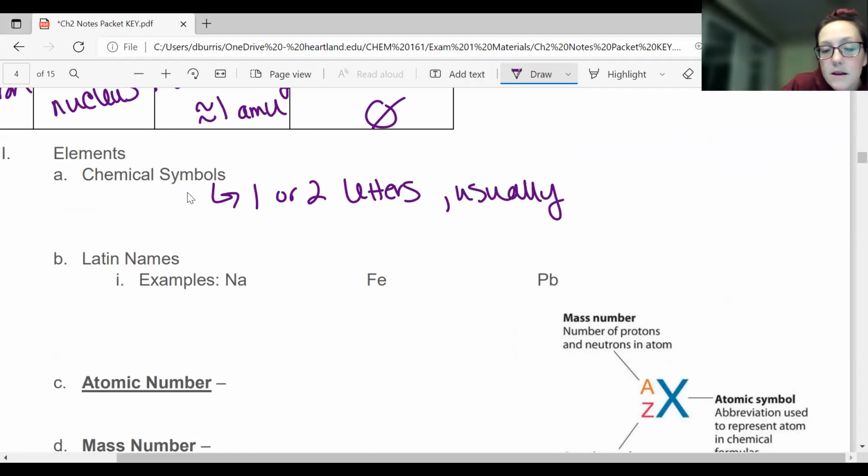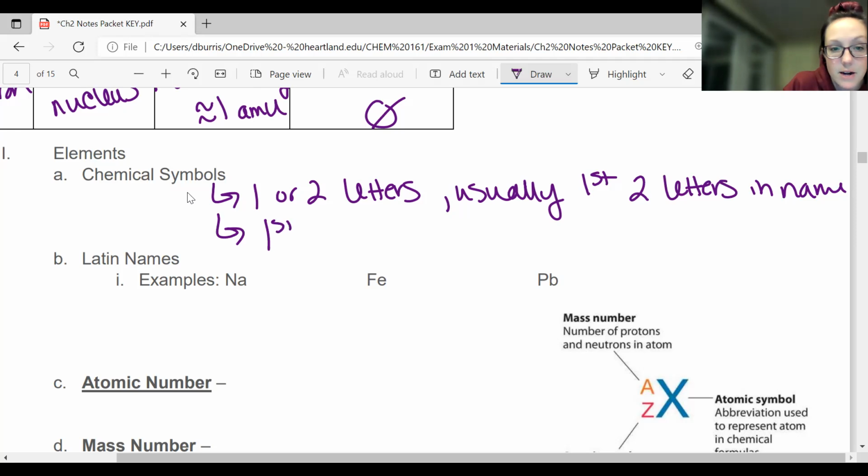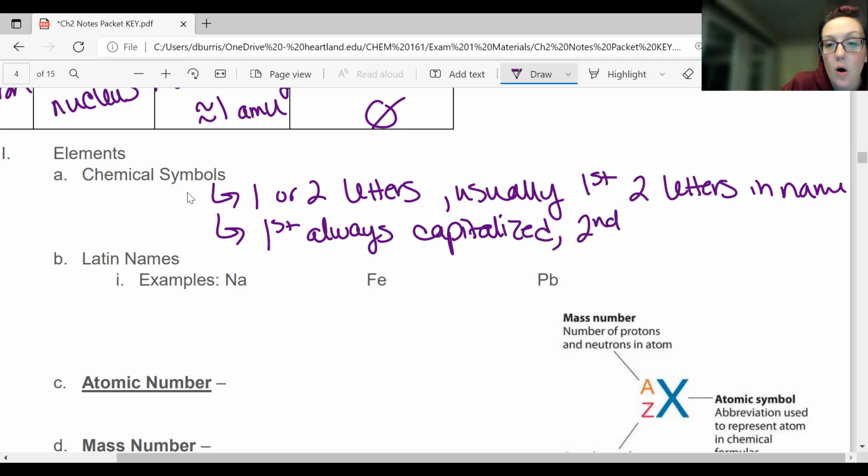Usually, the first 2 letters in the name of the element, but that is not always the case. An important thing to note, though, is that the first letter is always capitalized, and the second is always lowercase. Okay, if you don't do this correctly, then you're going to get confused.